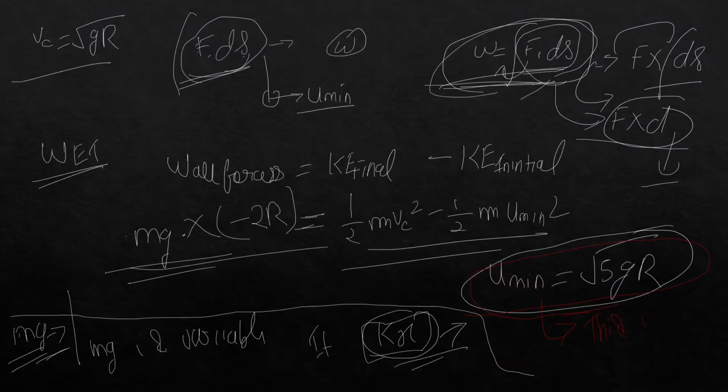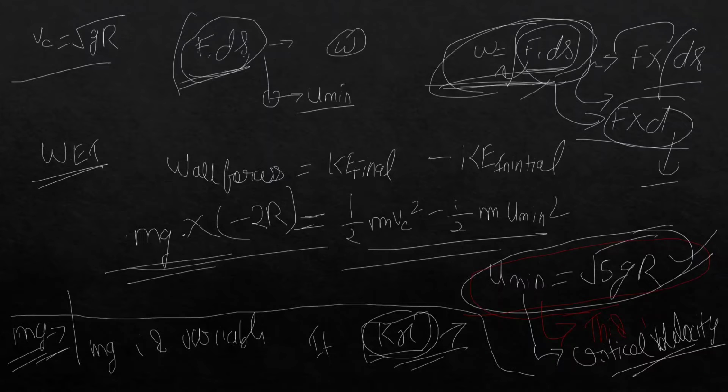Sometimes it is also called the critical velocity. Many people call it critical velocity also, so don't feel like you don't know what critical velocity is. Many books say this is the critical velocity. Basically the concept is that this is the minimum velocity that should be given at the lowest most point, so that it just completes the circle.